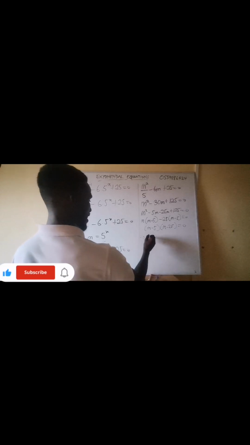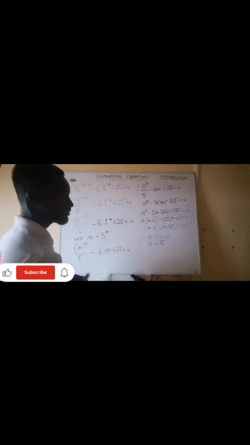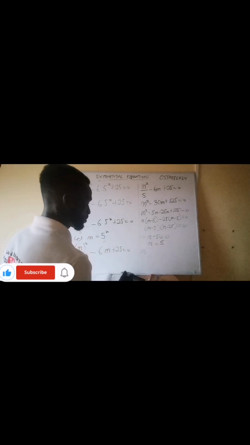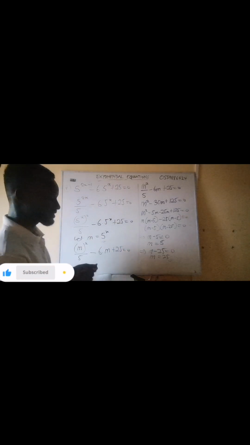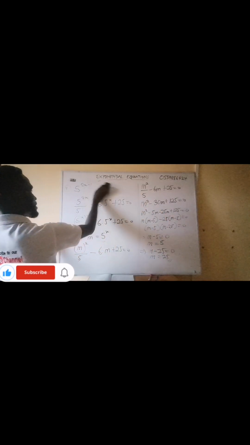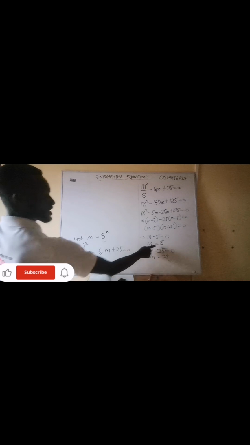Now, this one means that the first bracket is equal to 0, the second bracket is equal to 0. So I'll have m minus 5 is equal to 0, m is equal to 5. Then the second bracket too is equal to 0. So we have m minus 25 is equal to 0. It means m is equal to 25. We are getting two answers for m. Now at this point, this is our question 4, we can solve for our x. So let me take the first answer.